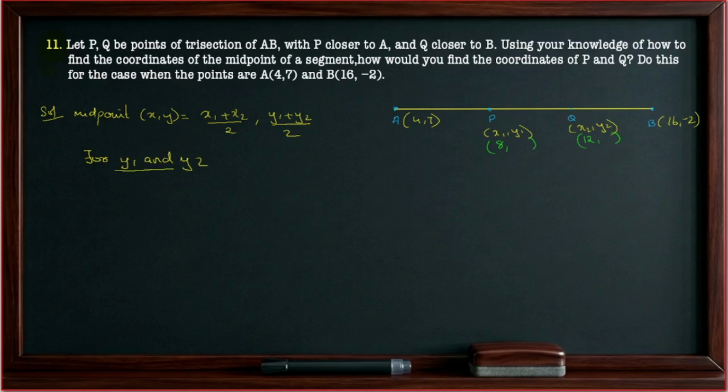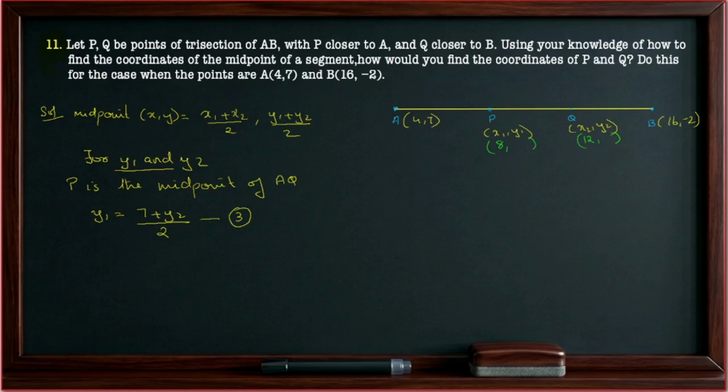So here again, if you're taking the line segment AQ, P is the midpoint, and so we can write P is the midpoint of AQ. Then y1 is equal to the y coordinate of A, which is 7, and the y coordinate of Q is y2, so we can write this as 7 plus y2 by 2, and this I'm going to put as equation number 3.